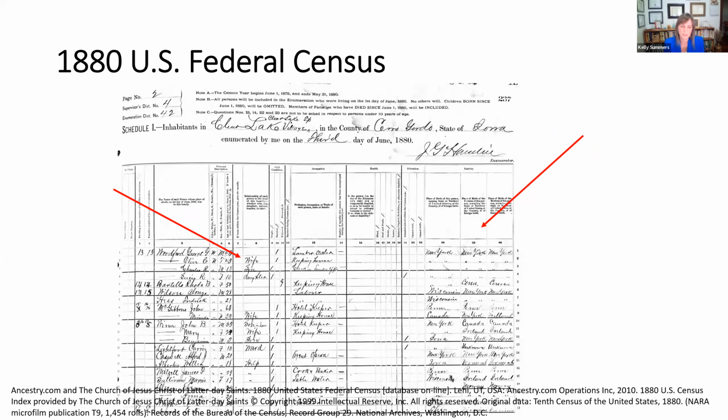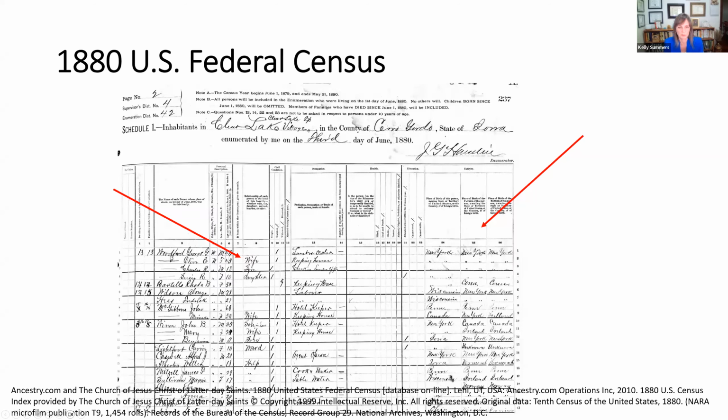1880 was a fun census year. One of the big things that I like about this one is that it now tells you the relationship of everyone in the household. And the relationship is listed as it pertains to the head of household, meaning, how are you connected to the head of household? So let's look at this first one.